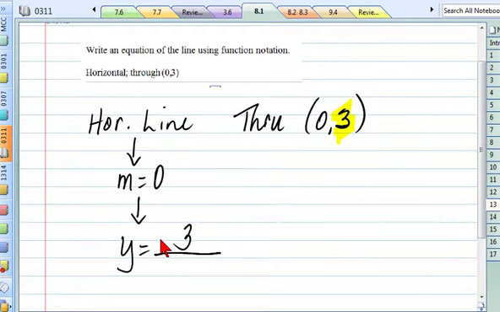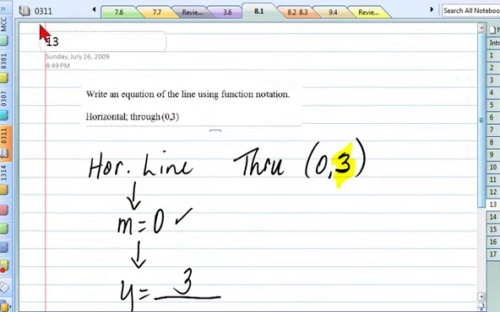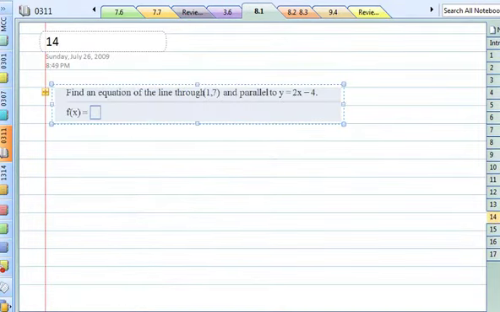So this one is similar to problem number 12. You actually did not have to have this statement. You did not have to have that the slope was 0, because for a horizontal line, you might have had its format. Okay, so that was 13. Let's look at 14.